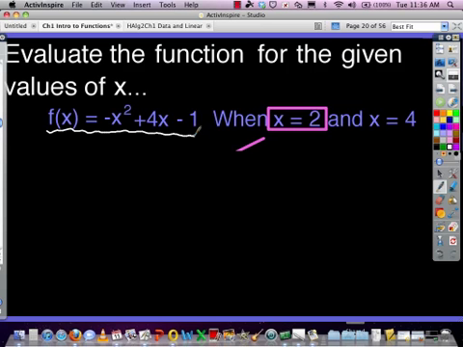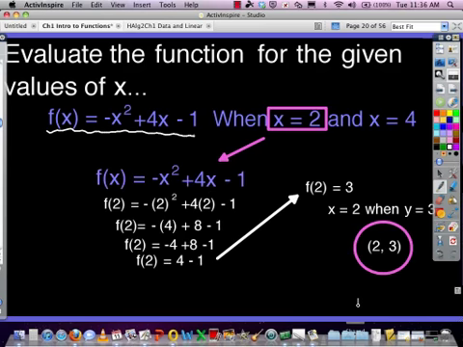You can't do both of those at once. You can only do one at a time. So we're going to start with x equals 2. With x equals 2, you will put a 2 in wherever there is an x. So I placed one here, here, and here. And you can see the work that we've done. Put the 2 in, you have to start doing the math, you have to follow order of operations.